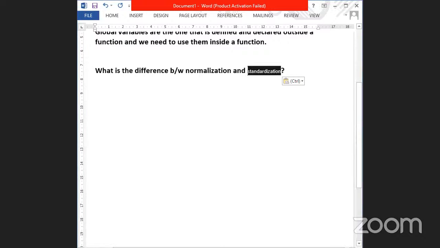Lambda is something else. Lambda is not like a variable. Okay, so let me give you the difference between normalization and standardization.